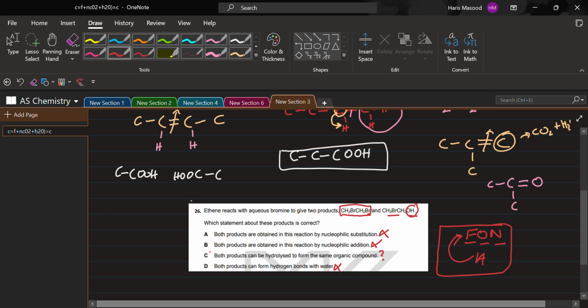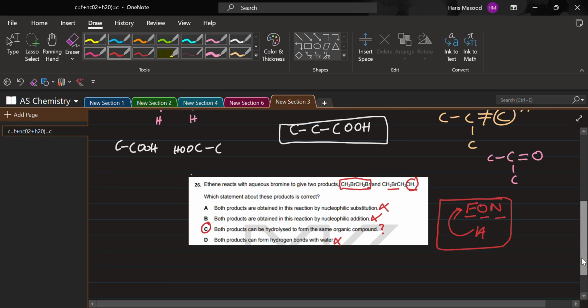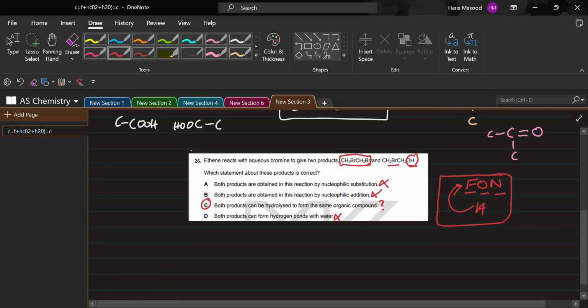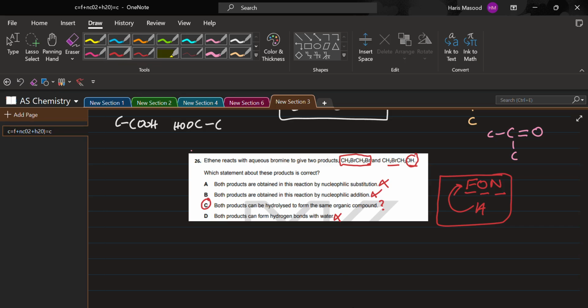C is the correct answer, because both products can be hydrolyzed, which means you are removing the Br. If you remove Br and Br from it, hydrolyze means that you are breaking a compound using water. We will be looking into this reaction, sort of an elimination reaction. So the Br gets removed, you get ethene. If you remove Br and OH, again you get ethene. So you're getting the same organic compound by hydrolyzing. Okay, clear?